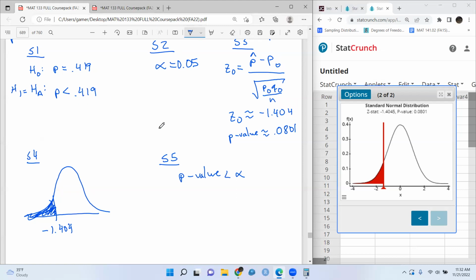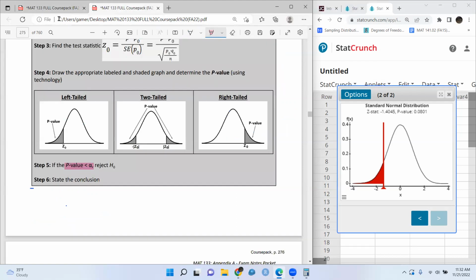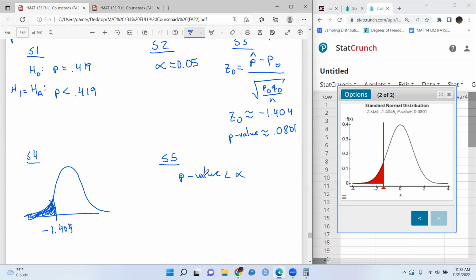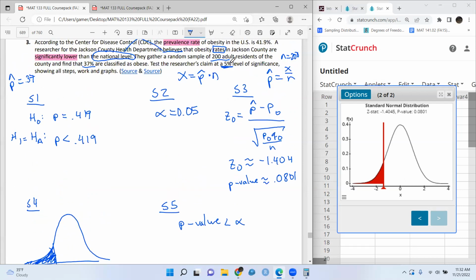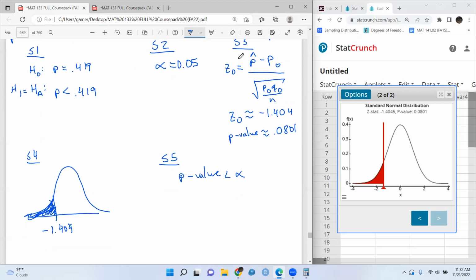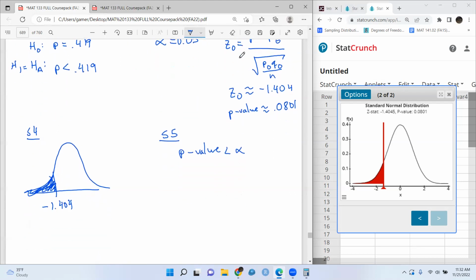So let's be careful here. Here's why I want you to write this statement. In step 5, what we're doing is we're comparing the p-value we calculated from step 3 to the alpha value we determined in the problem, from the problem. So we want to show that 0.0801 is compared to the significance level, which is the alpha.